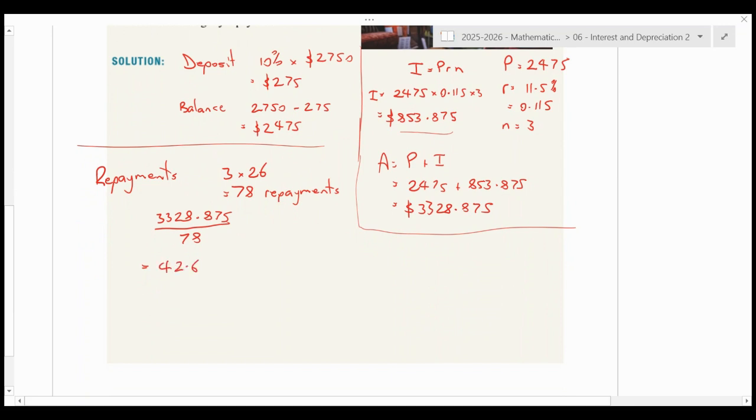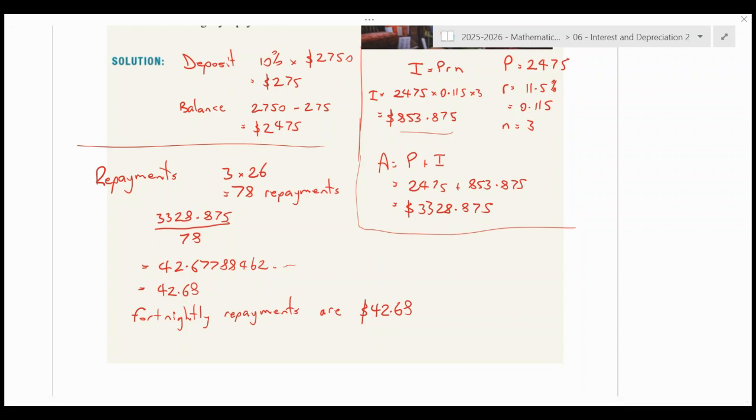And that will be 42.6778462, which is approximately equal to 42.68. So fortnightly repayments are $42.68. So you'll notice that we rounded to 2 decimal places because it's money.